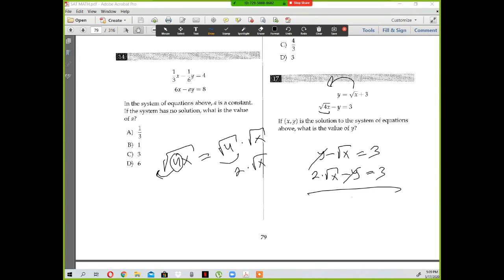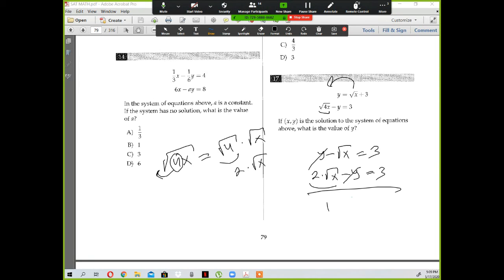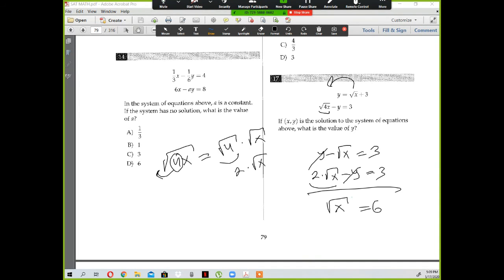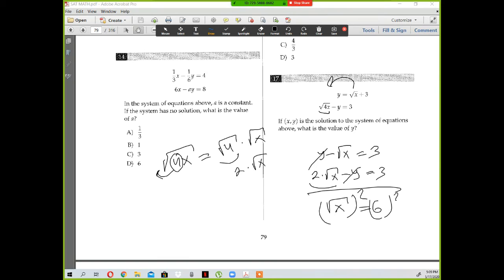So it'll be cancelled. You have minus root x and you have plus 2 root x. When you sum them, plus 2 minus 1 is 1. So you will have 1 root x equals to 6. In order to cancel the root, you will take the power of 2 of both sides. So it will be x equals to 36.